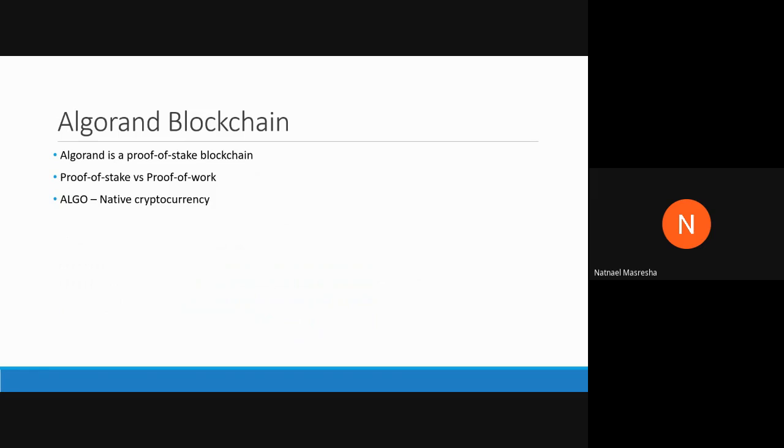And the second one is proof of work. In proof of work, this protocol allows nodes or computers to compete with each other to hash or validate transactions quickly, and the fastest will get rewarded. That's how proof of work works. In both protocols, whether proof of stake or proof of work, once the nodes complete validating the transactions, the fee associated with each transaction will be rewarded to that node. And lastly, Algorand's blockchain uses a native cryptocurrency called Algo. Okay, that's just a few points about the Algorand blockchain.